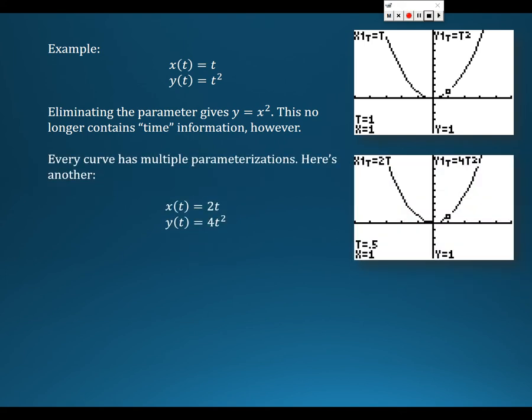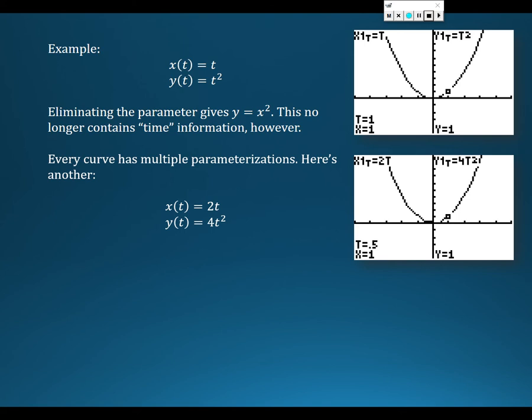So keep in mind that eliminating the parameter, you might be thinking, wouldn't that always be desirable? But there's a sense in which this communicates the same trajectory for a particle, but it tells us where the particle was, but not when it was at each place. And that maybe matters.